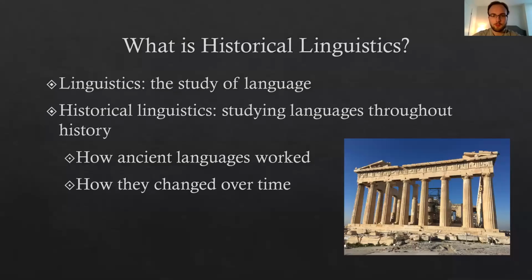We're obviously all in the Harvard Linguistic Society, so we're familiar with what linguistics is as a study. It's the study of language. Now, historical linguistics is the study of specific languages throughout history, throughout time. We study how they worked, and how they changed over the course of time while they were spoken. And if they're still around today, we study that series of change all the way up to how they're spoken today.